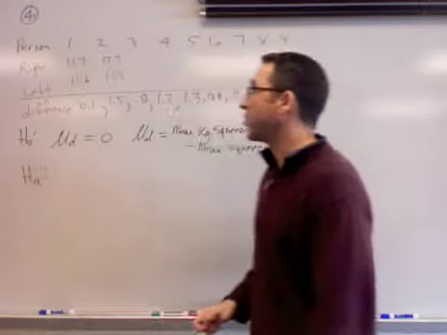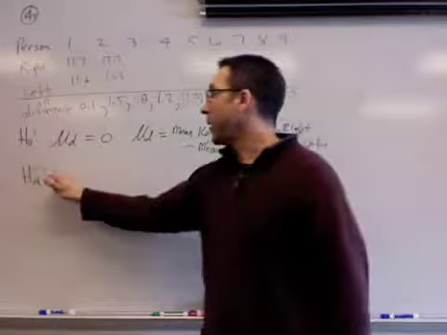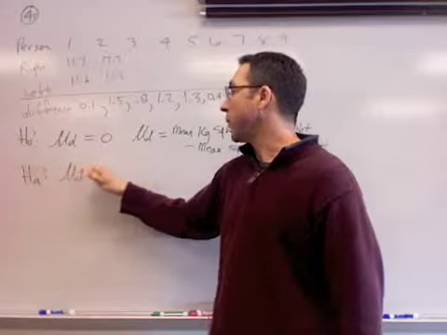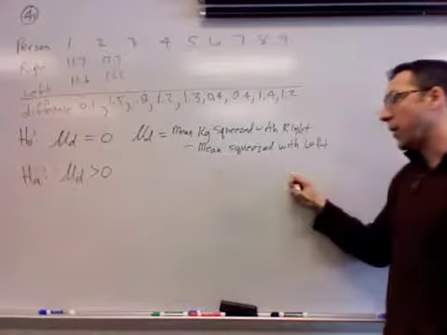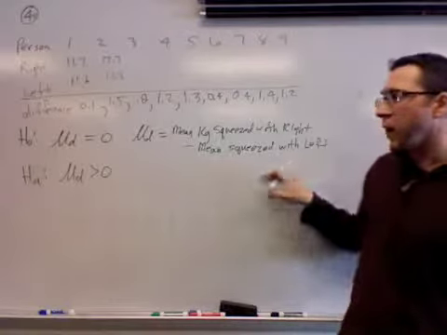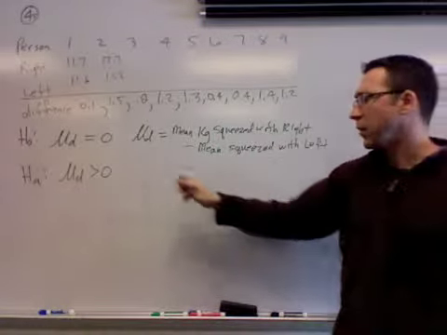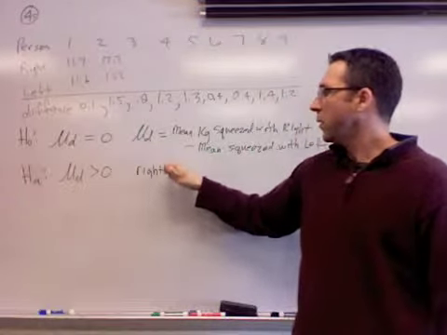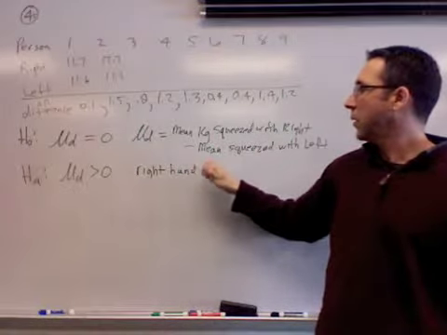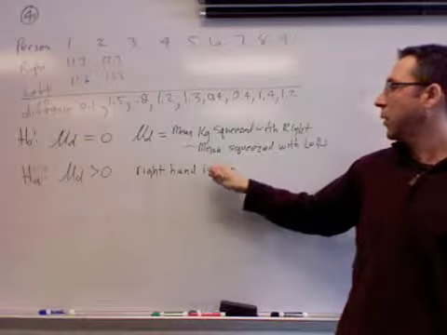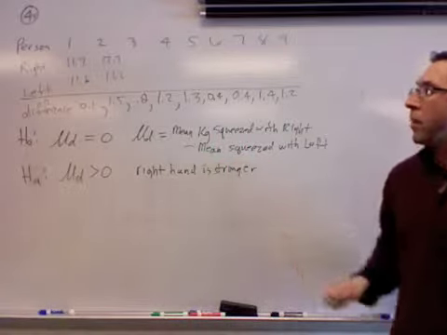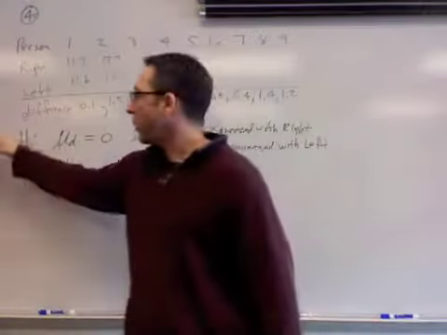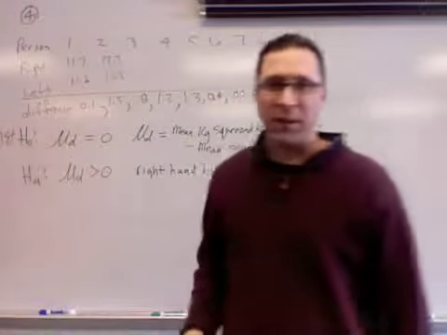If the right hand is stronger than the left, the mean difference will be greater than 0. And actually write out what that means right alongside here. Remember, always give the context in the question. This means that the right hand is stronger. So the first step is done, which is to complete those hypothesis statements.